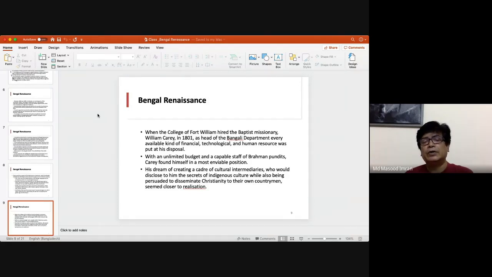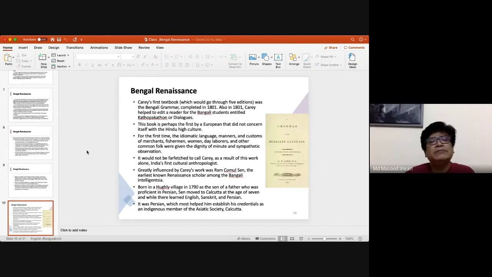As a result, you will get the grammar books. I will show you later on. His dream of creating a cadre of cultural intermediaries who would disclose to him the secrets of indigenous culture, while also being persuaded to disseminate Christianity to their own countrymen, seemed closer to realization. So that's why he appointed so many Brahmin pandits and started to study with them. Carey's first textbook, as a result, was the Bengali grammar, completed in 1801.